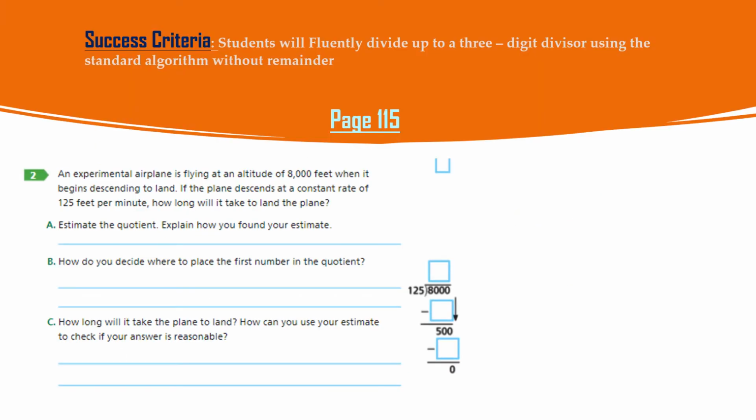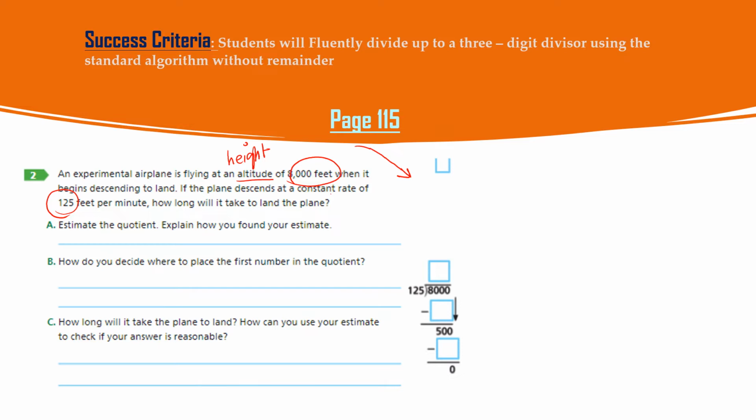Let's try more questions. Look at this one. An experimental airplane is flying at an altitude. Altitude means height of 8,000 feet. Here, 8,000 feet. When it begins descending, means it started going down to land, if the plane descends at a constant rate of 125 feet per minute, means it will descend 125 feet in each minute, how long will it take to land the plane?